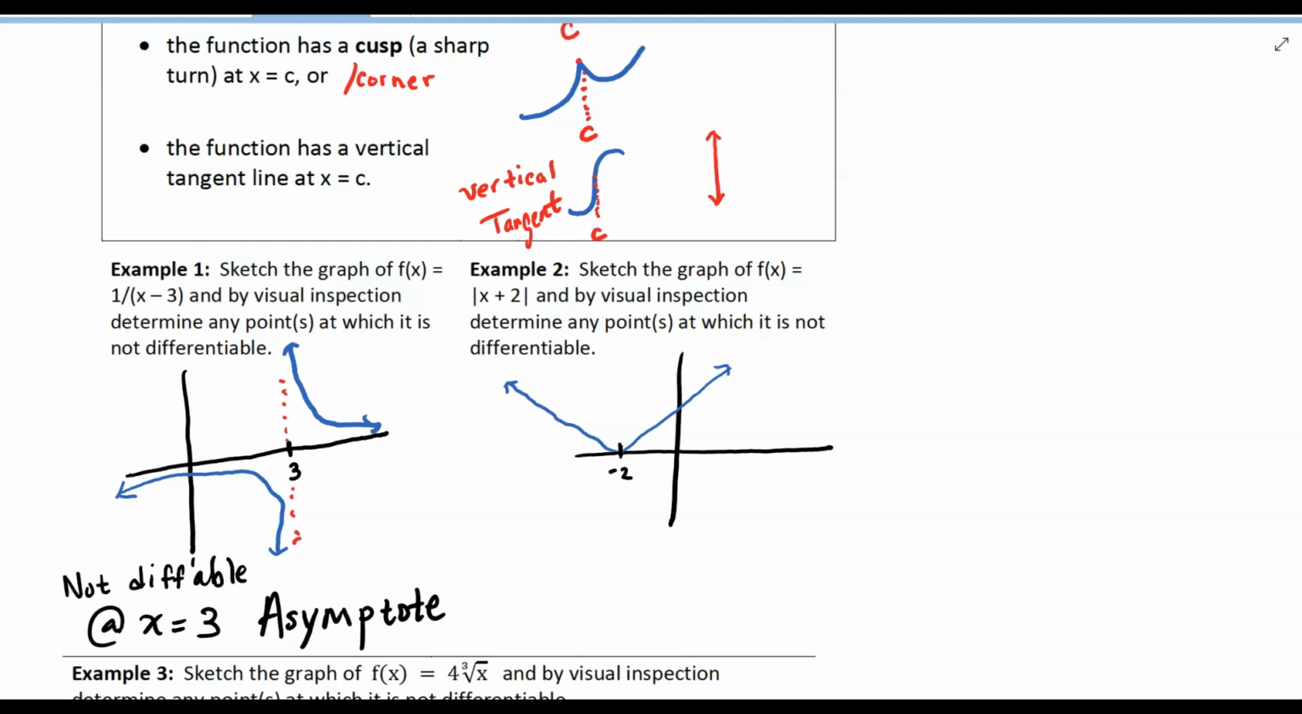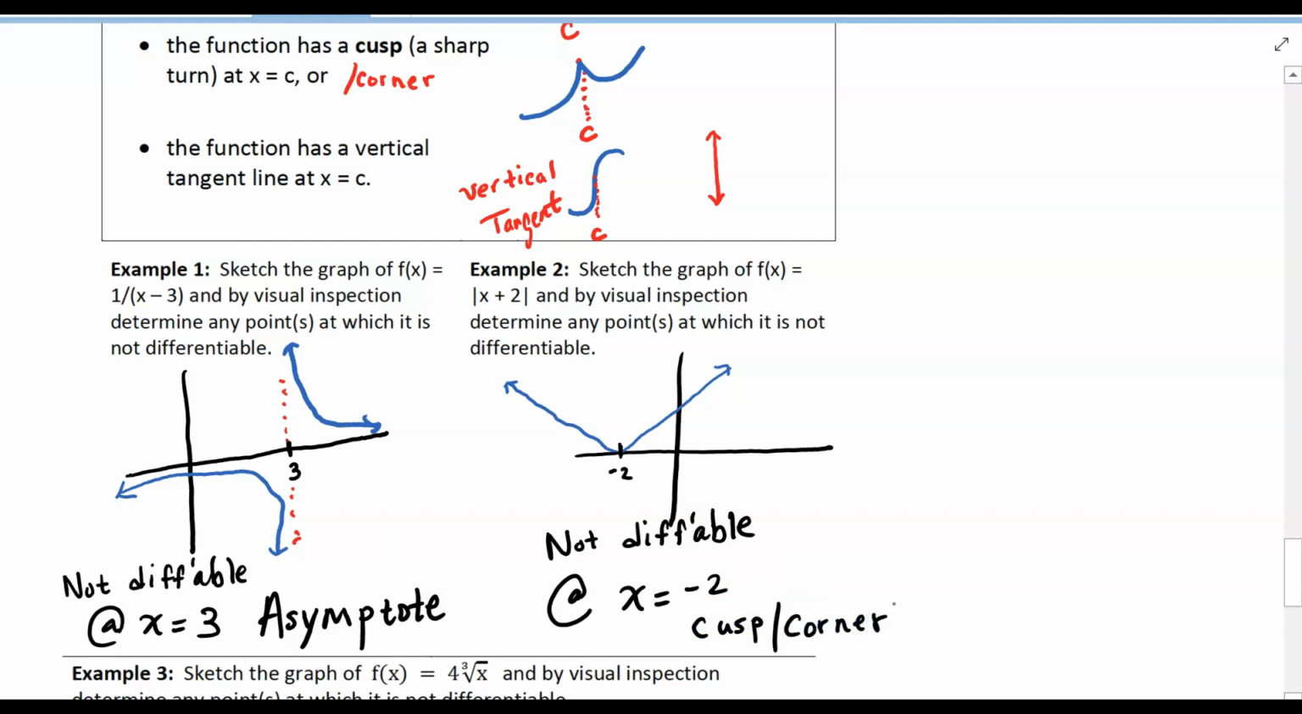So where is it not differentiable? Well, here we're going to say it is not differentiable at x equals -2. Why? It's got this kind of a cusp. We might also call it a corner. So there's our justification there.